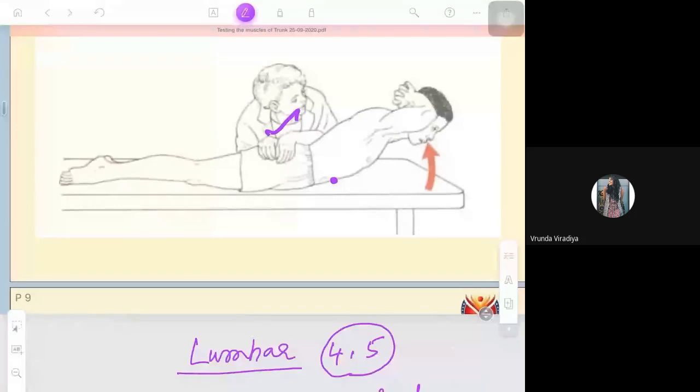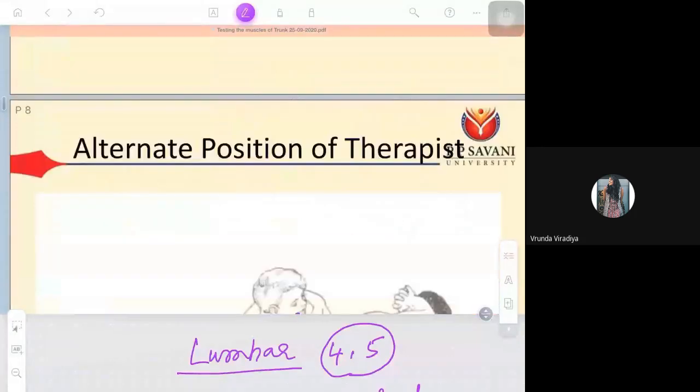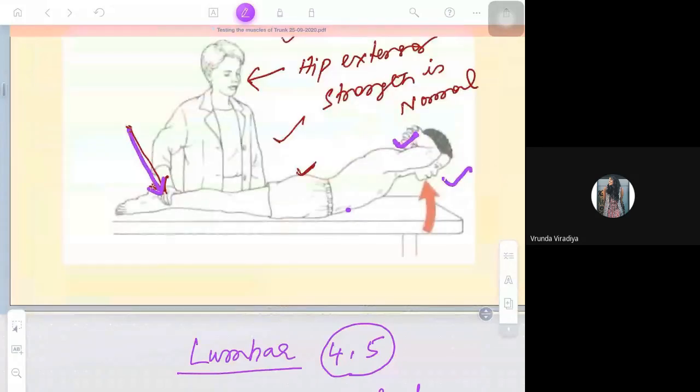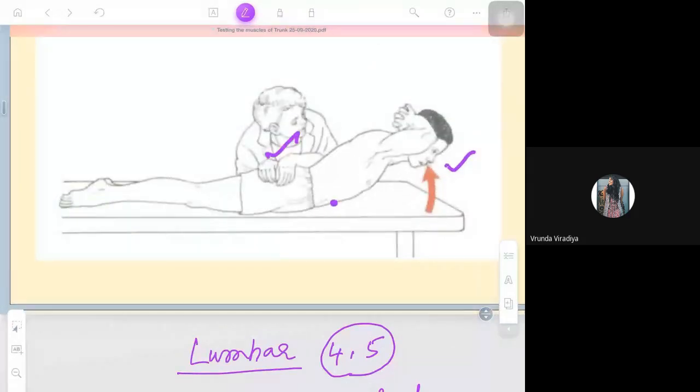Clear? This is about position of therapist. Position of patient, you see, both are same, with strong extensor and weak extensor. In both situations, position of patient is same. But position of therapist is different. Clear? See this diagram and this diagram. This is the position of the therapist.